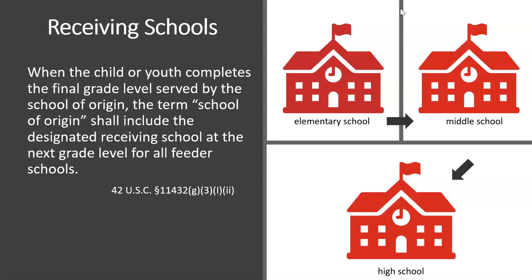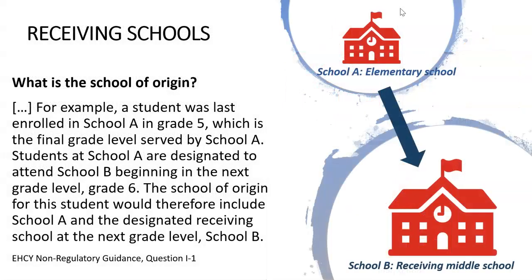This is a child that has been with their peers for their 5 years, we want to try to see them move forward with their peers. And so that's what we really try to look at in this example of the school of origin and that feeder school process.